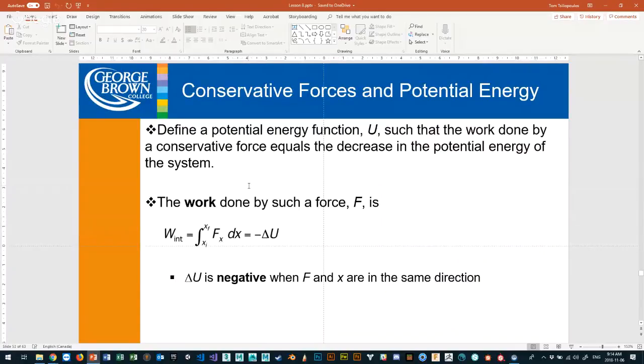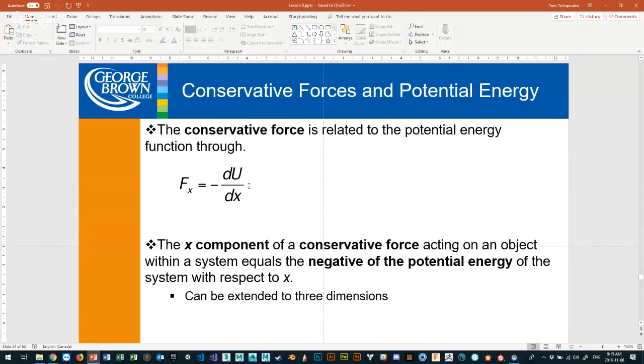So, when we talk about conservative forces and potential energy, we define a potential energy function U such that the work done by a conservative force equals the decrease in the potential energy of the system. And that's what we talked about earlier, this idea of energy transfer, where the potential energy is gone, that's internal, and it goes to kinetic energy, typically.